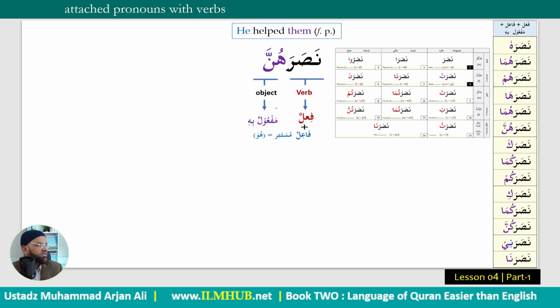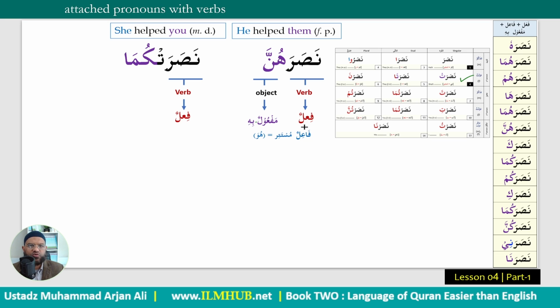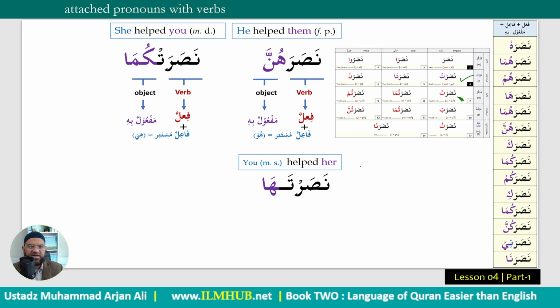Next example we have on the screen is she helped you. Nasarat kuma. Of course, nasarat is number 4, and kuma is our attached pronoun. And of course, we have your fa'il, which is here mustatir, and that becomes she helped you, maf'ul bihi kuma, which is dual, masculine, dual. Then we have the third example where we're going to say you, masculine singular, helped her. So of course that will be the anta version, which is here. So nasarta, and then of course we add ha at the end. So nasarta ha, and again you can see the fa'il, which is anta, and we have our maf'ul bihi, which is ha.